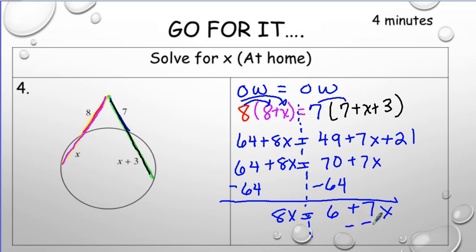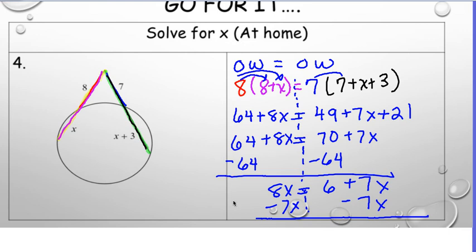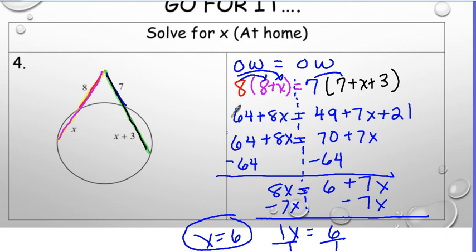And then this x is on the wrong side, so I got to move it over to the other side. So I get 1x equals 6. Divide by 1, divide by 1, x equals 6. And it said solve for x, so I don't need to do anything extra to this problem because it asked me to solve for x. You can always make sure I'm right by substituting back in and make sure both sides are equal.